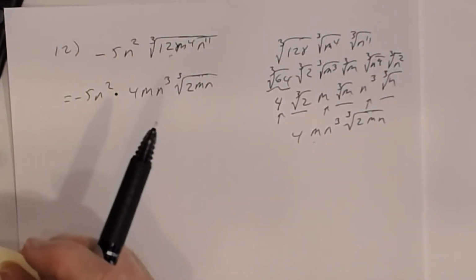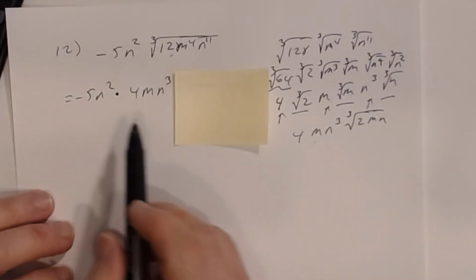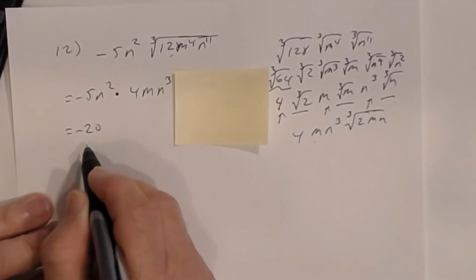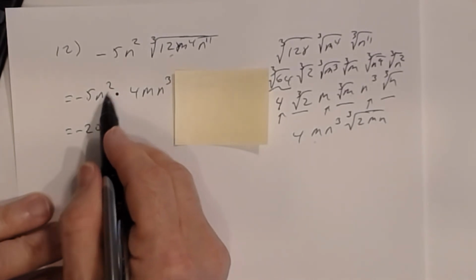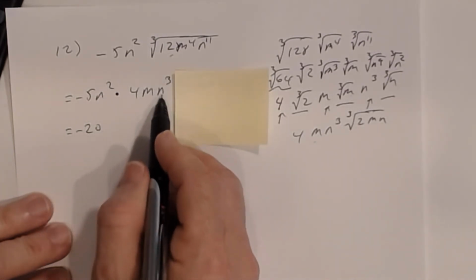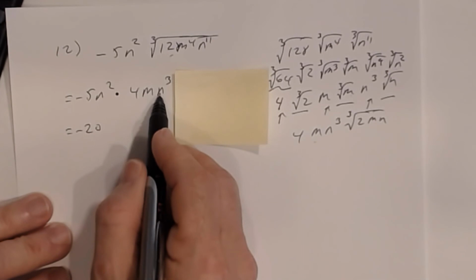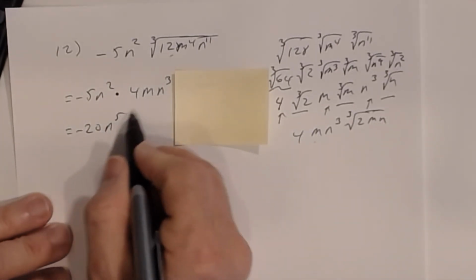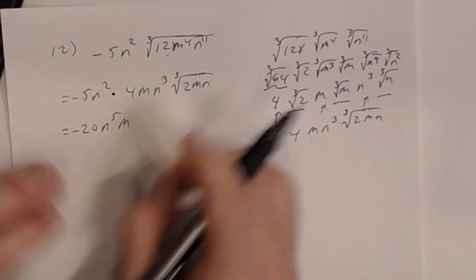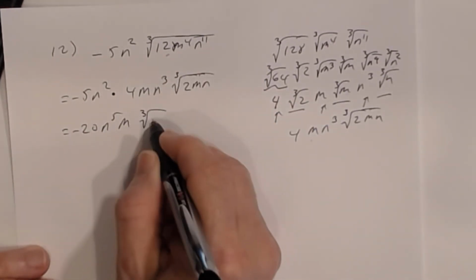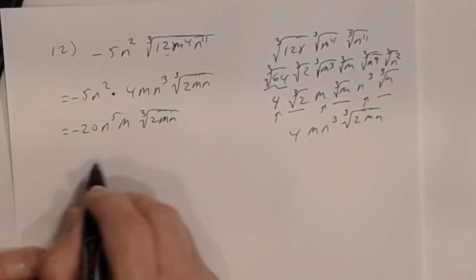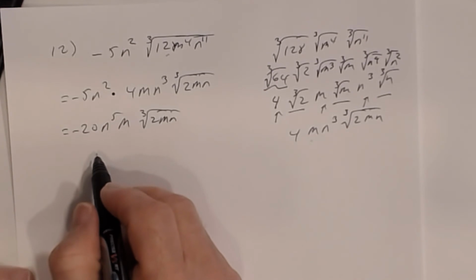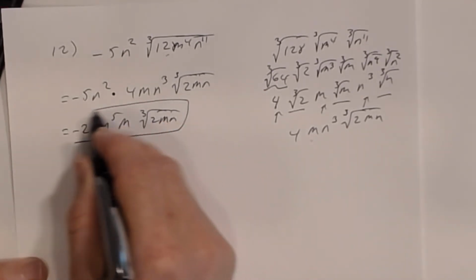Don't leave the answer like this, because I need for you to see that negative 5 times 4 is negative 20. n squared times n cubed: when you multiply like bases, you add exponents. 2 plus 3 is 5. And then times m, and then rewrite the cube root of 2mn. We tend to put these in alphabetical order, so if you want to put the m in front of the n, you can. And that's it.